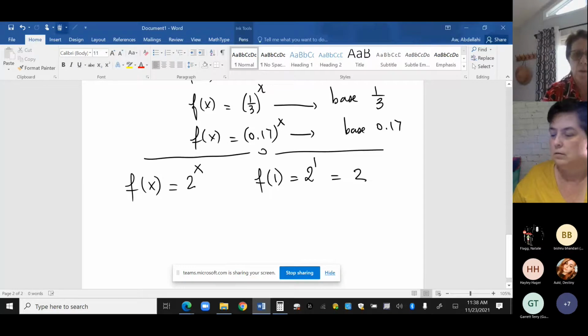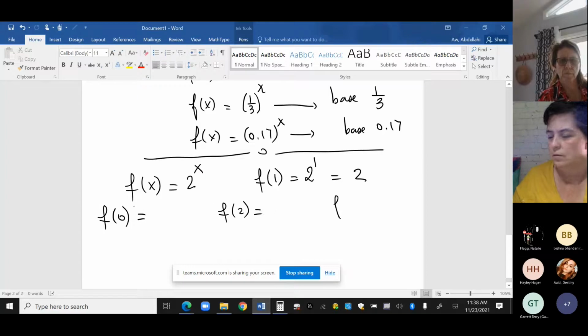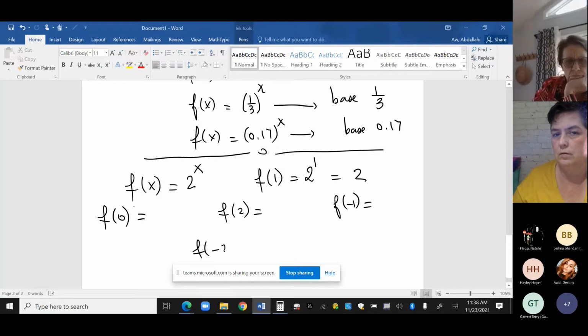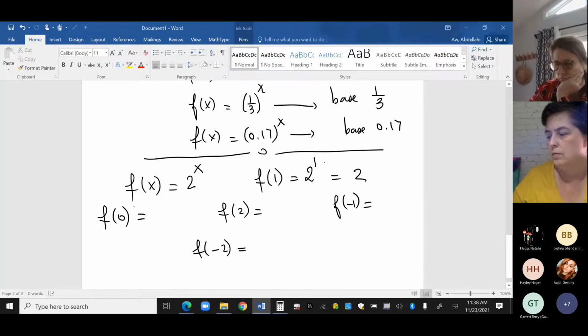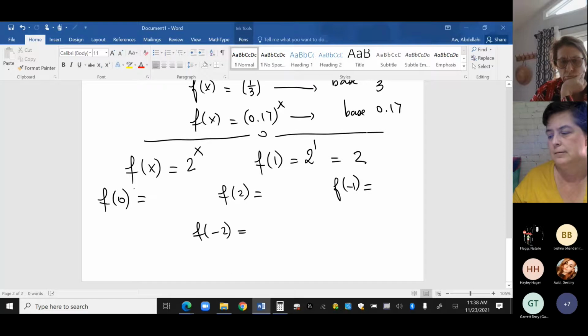Now, from the same thing, can you do f of 0, f of 2, f of -1, f of -2? Go ahead, everybody. Try to see, and if you have a calculator, your calculator can help you do that, okay?